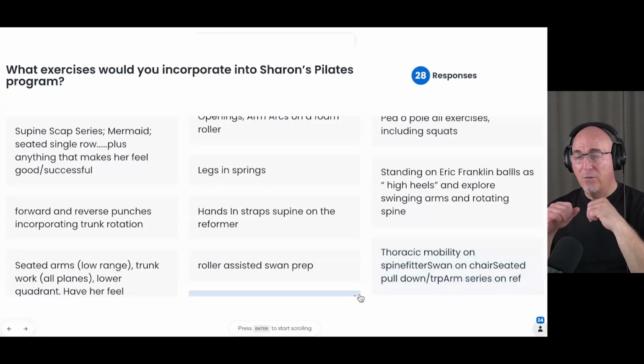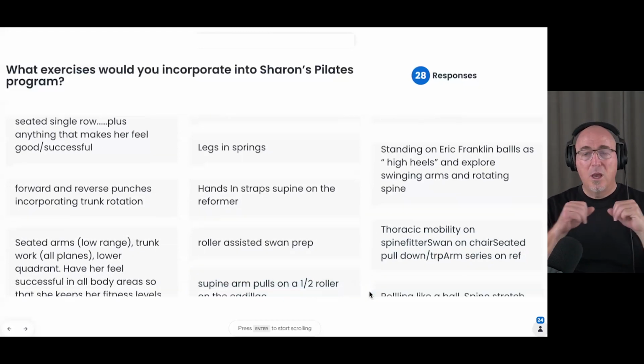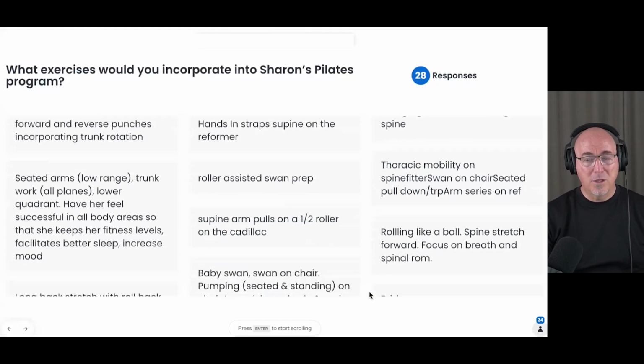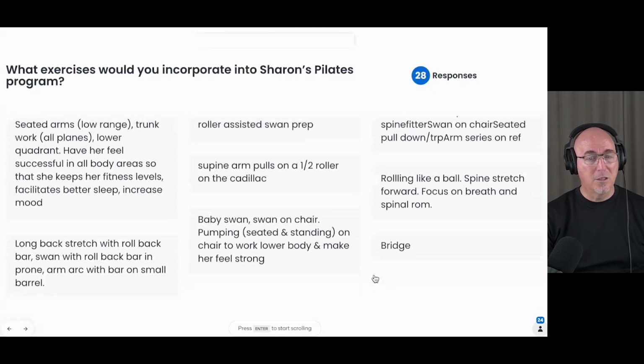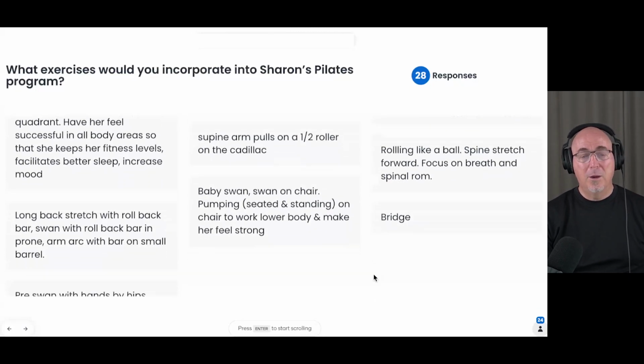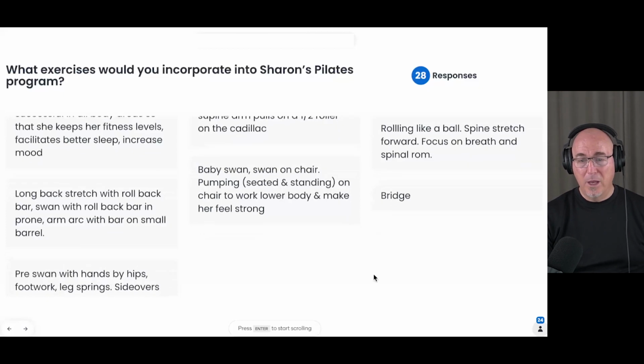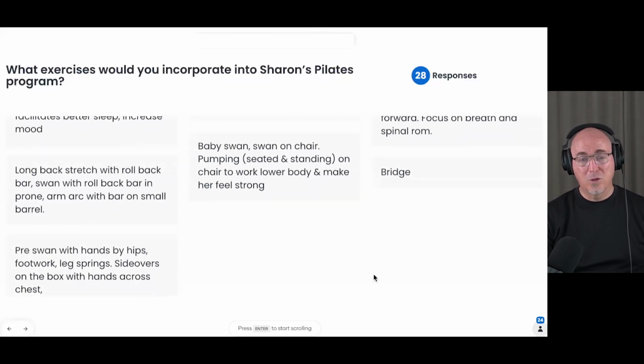Again, even thinking if you kept the arms in close and could facilitate that rotation and scapular gliding, fantastic. Thoracic mobility on the spine fitter, swan on chair seated, great ideas. Rolling like a ball. Again, any mobility of the spine is going to improve mobility of the shoulder girdle, right? Because distribution of movement equals distribution of force. You guys are doing great.